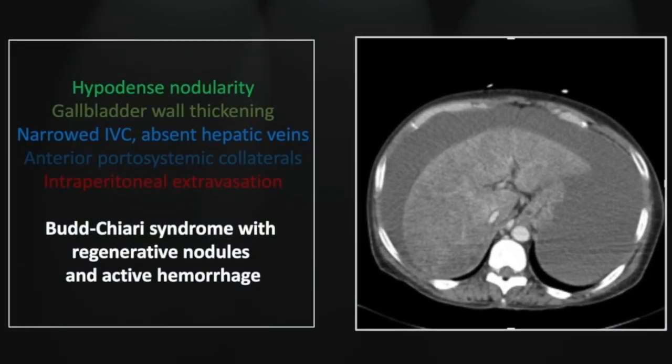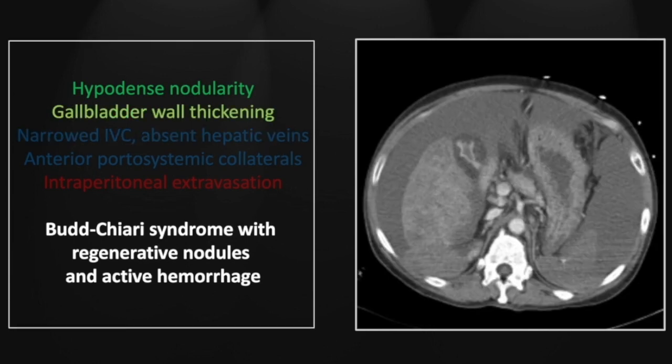Our next case is a case of Budd-Chiari syndrome with regenerative nodules and active hemorrhage. So you can see the hypodense nodularity throughout the liver. You've got a narrowed IVC, and the hepatic veins are essentially absent. Here again we can appreciate that hypodense nodularity and marked gallbladder wall thickening. Of course, the list of differential possibilities there is long, but Budd-Chiari is indeed on it.